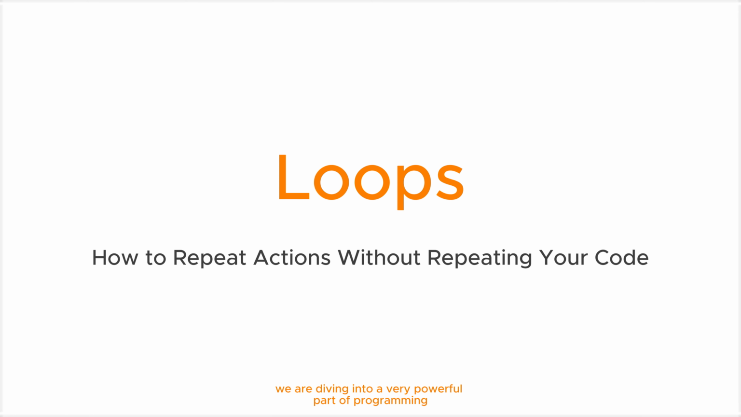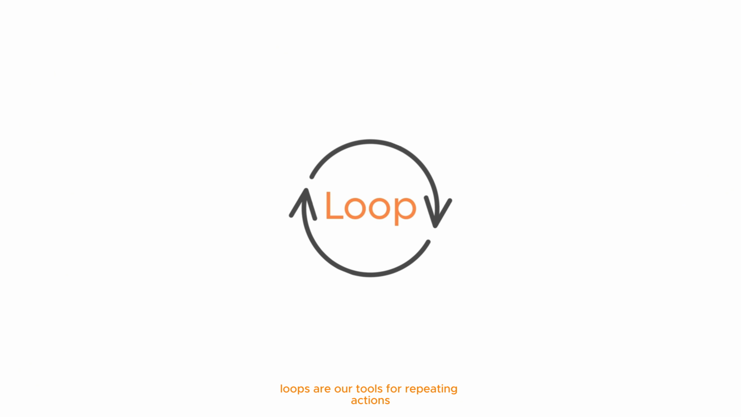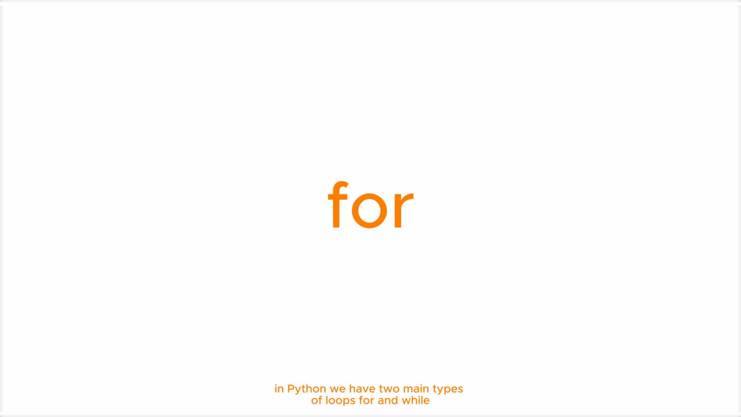Okay, today we are diving into a very powerful part of programming, loops. Loops are our tools for repeating actions. In Python, we have two main types of loops, for and while. To understand their difference, let's imagine this scenario.